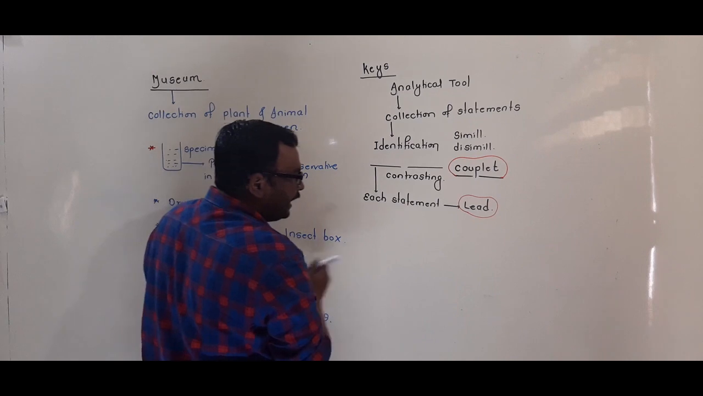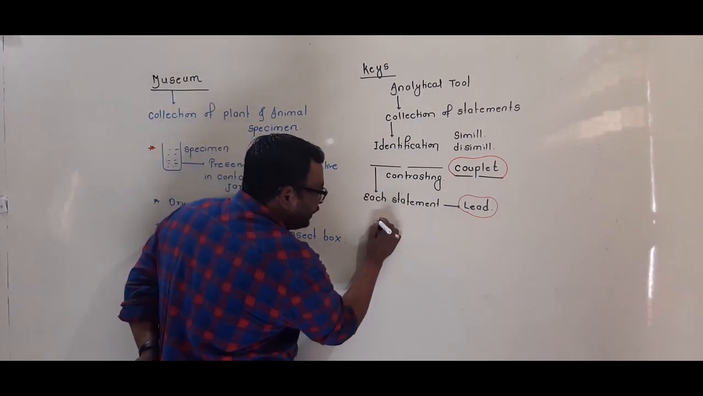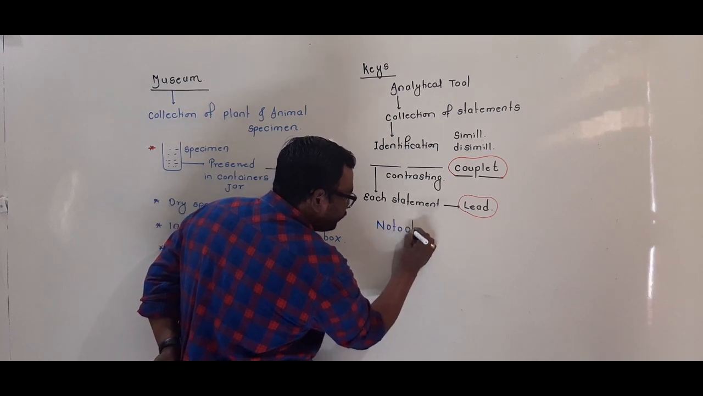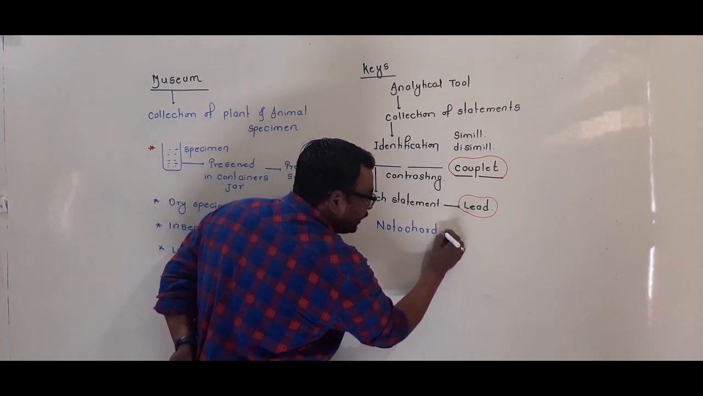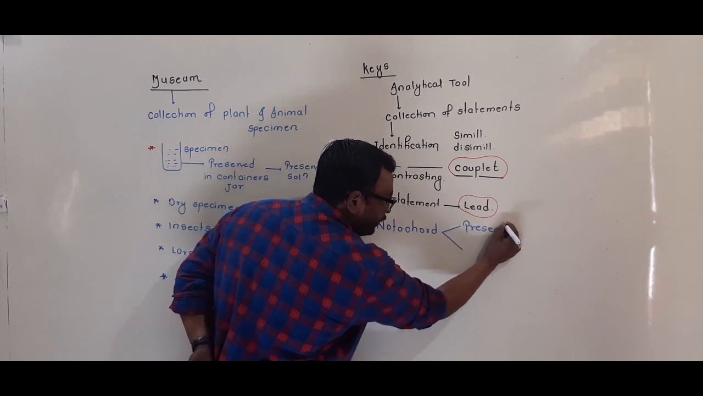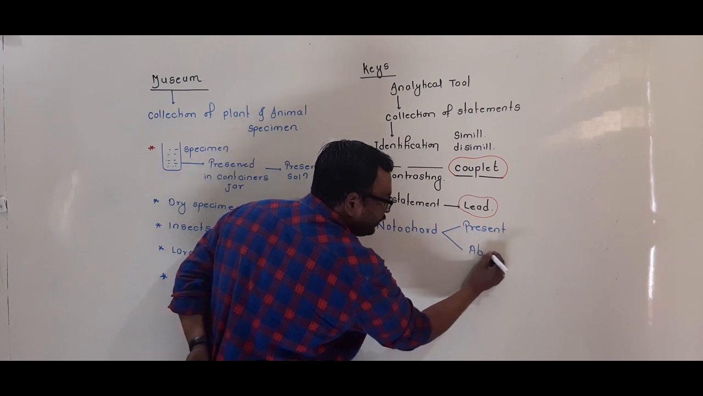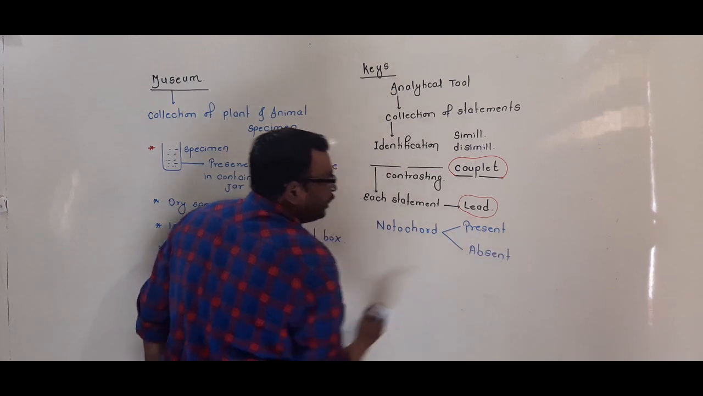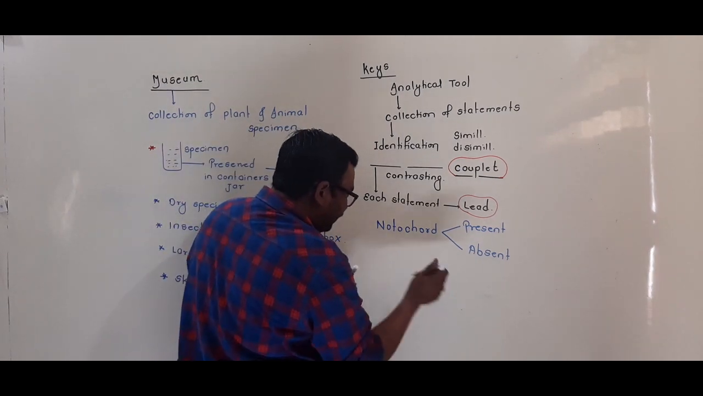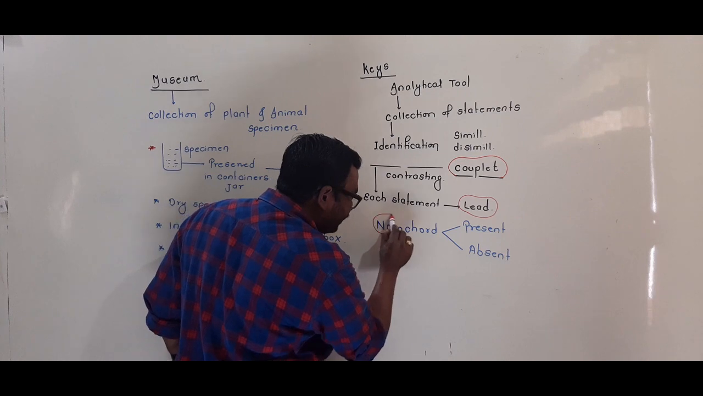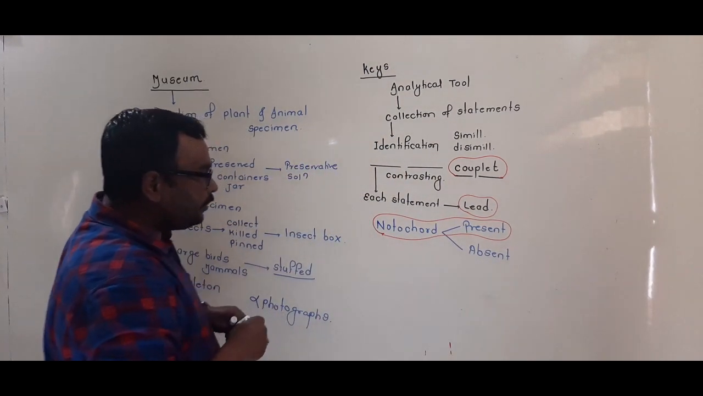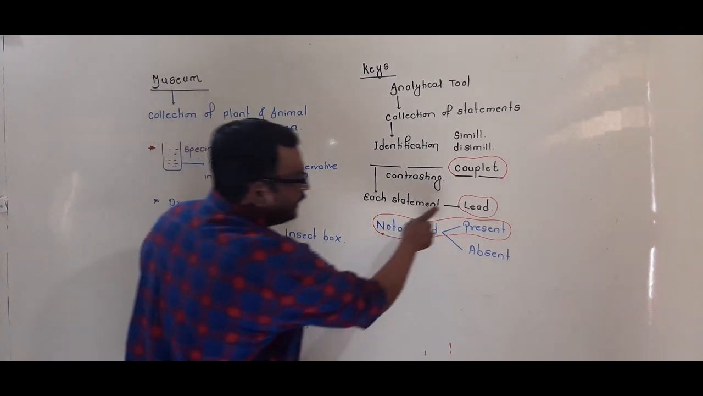Let us suppose we are studying an animal and one couplet is given. That particular animal has the presence of a notochord. Statement 1 is given: the notochord is present, and statement 2 is given: the notochord is absent. Now listen, when you consider the statement that the notochord is present, that is called a lead.